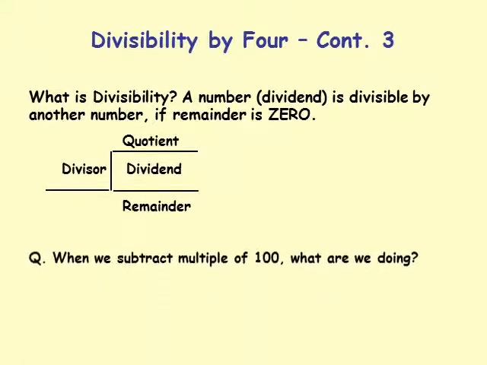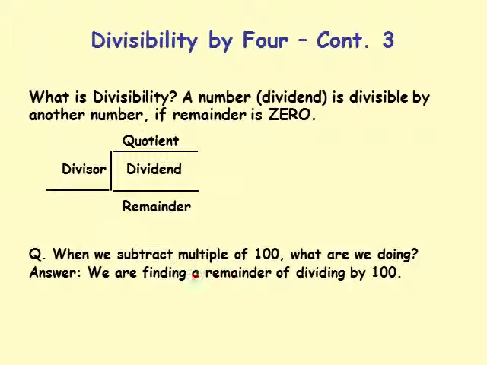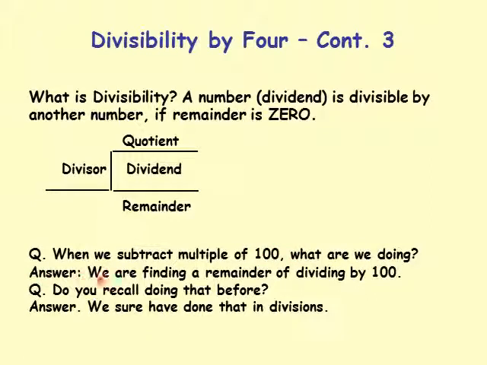So when we subtract multiples of 100, what are we doing? We are finding the remainder of dividing by 100. When we subtract all the 100s we can, we have a number left which is less than 100, and that's the remainder of dividing by 100. Do you recall doing that before? We sure have done that in the divisions.